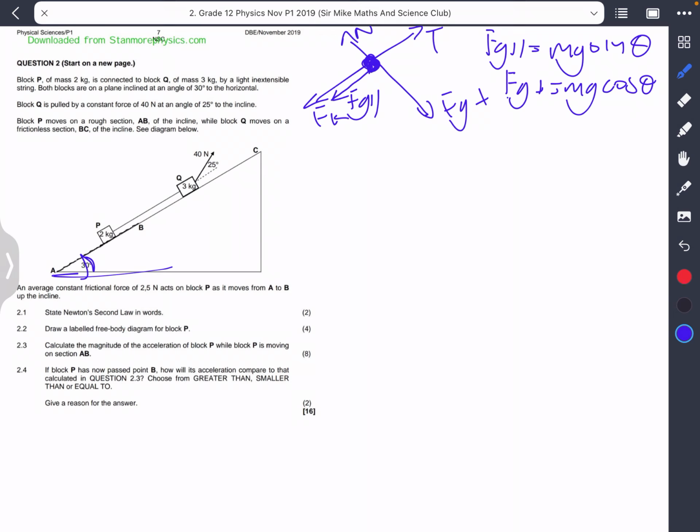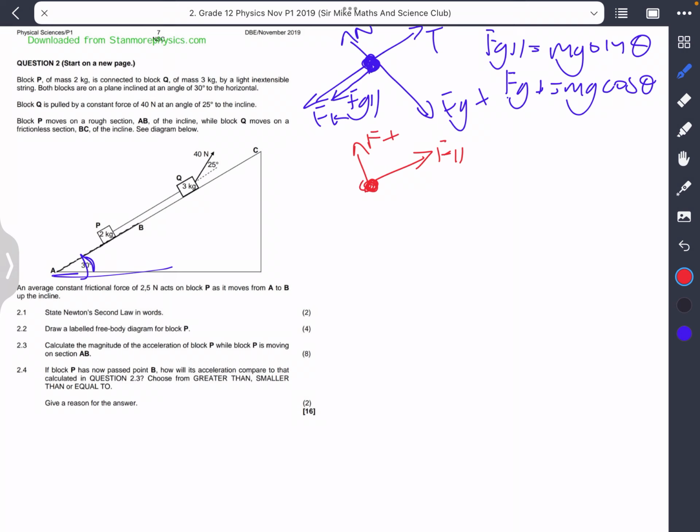I'm also going to draw a free body diagram for that block Q, and you will see why. If I draw a free body diagram for block Q, I'm going to use another color. I would have that force. Remember that 40 newton is at an angle, so again I would need to resolve it. So I would have F parallel and F perpendicular.